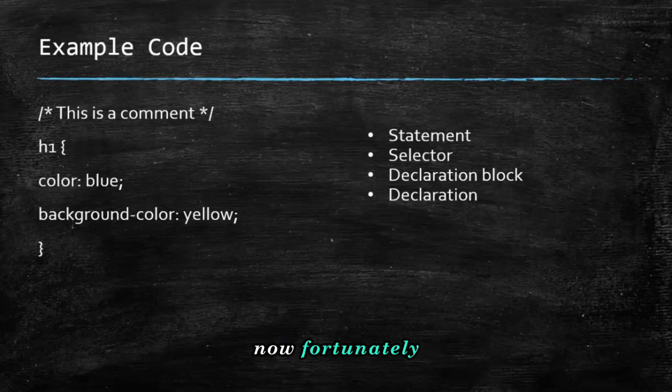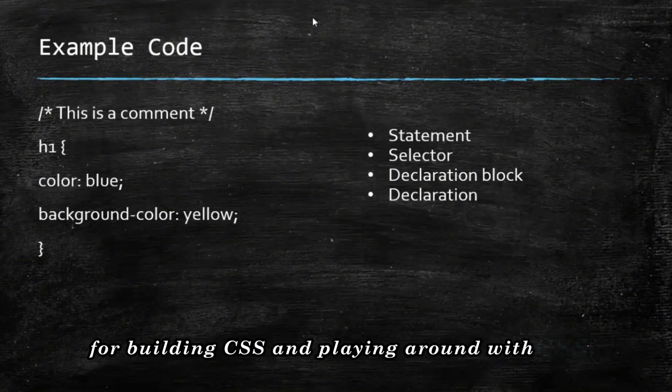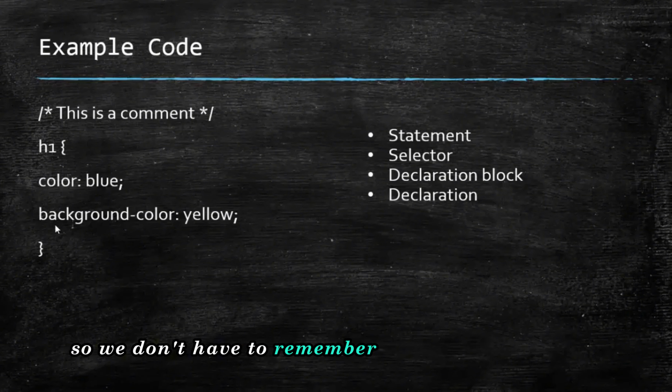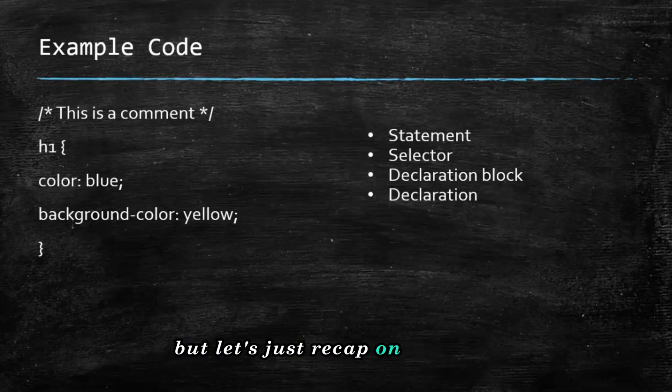Now, fortunately, the LiveWeave program that we're going to use for building CSS and playing around with CSS helps us with a lot of this stuff, so we don't have to remember specific declarations. We can start to type a declaration and it will pop up on the screen for us. It will also create the opening and closing curly brackets and help with selectors as well. So we don't have to remember too much, but let's just recap on what the four words over here mean.